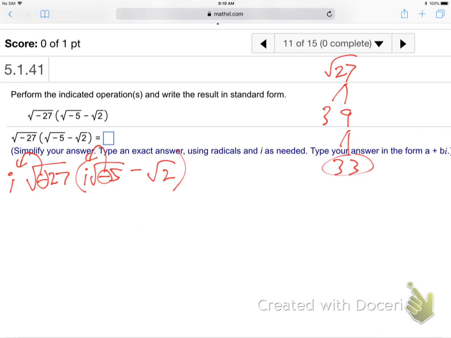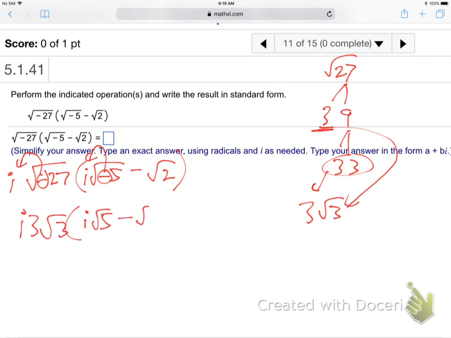Two 3s in, 1 3 out, the other 3 stays in. Is that good? 2-for-1 deal. 3 root 3. So root 27 is 3 root 3. So this is i 3 root 3. This is i root 5 minus root 2. Now go ahead and distribute. Once you got them independently simplified, now you can distribute this times this and this. All right? You can finish that up.